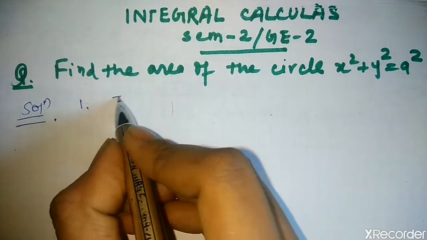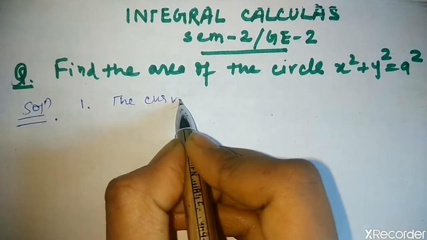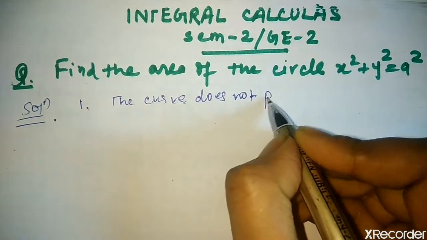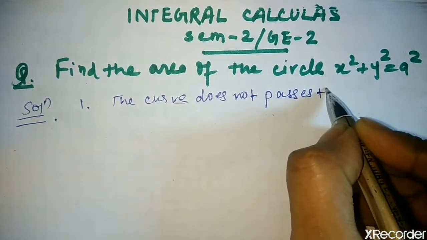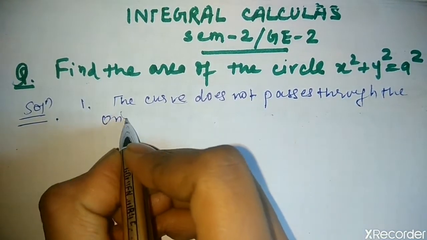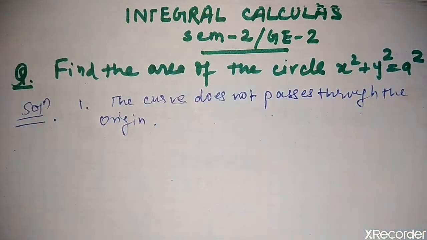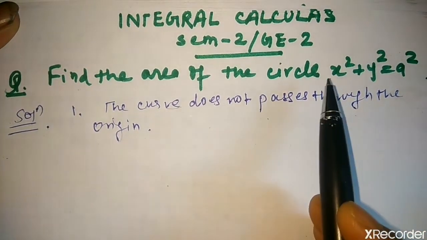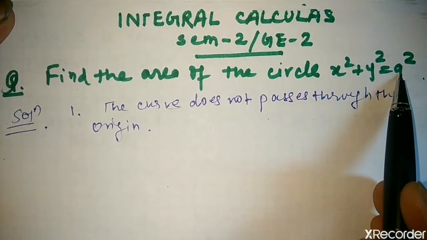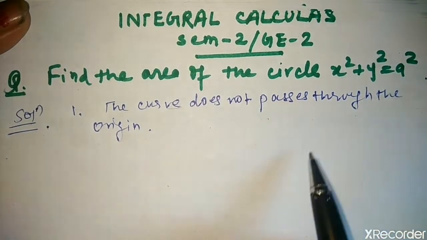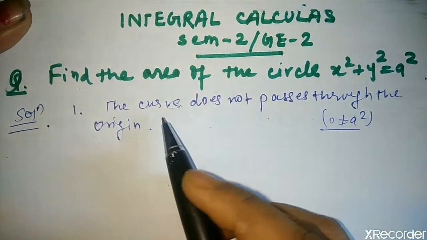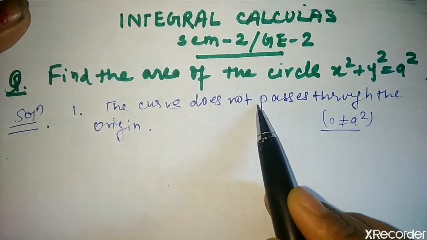The first point is the curve does not pass through the origin. Why is this so? Because while putting the value x equals 0 and y equals 0, our left hand side becomes 0, but the right hand side is not equal to 0. Since 0 is not equal to a square, that's why we write that the curve does not pass through the origin.